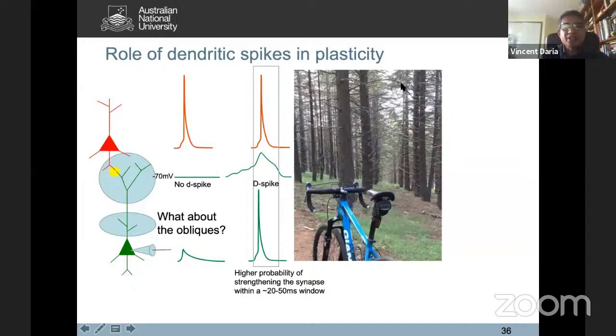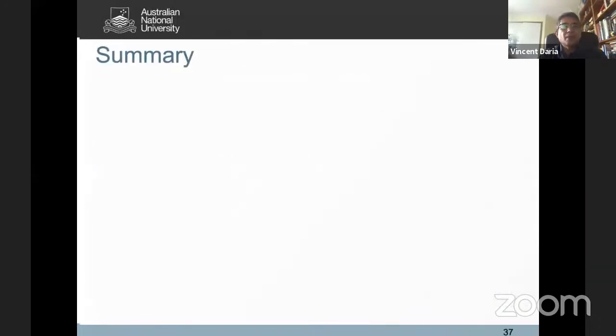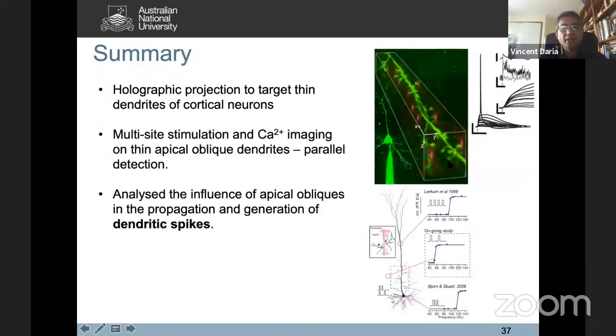So what we've seen so far is that these oblique dendrites are not passive. They're not outgrown dendrites. They actually have active properties. They can actually have dendritic spikes. And if they have dendritic spikes, they can actually store memories in terms of synapses. So these dendrites here are really important. It's not just these dendrites here. And that's what the recent study is all about. Okay. So in summary, I've shown you a technique called holographic projection, where we try to use them to stimulate neurons in the brain.